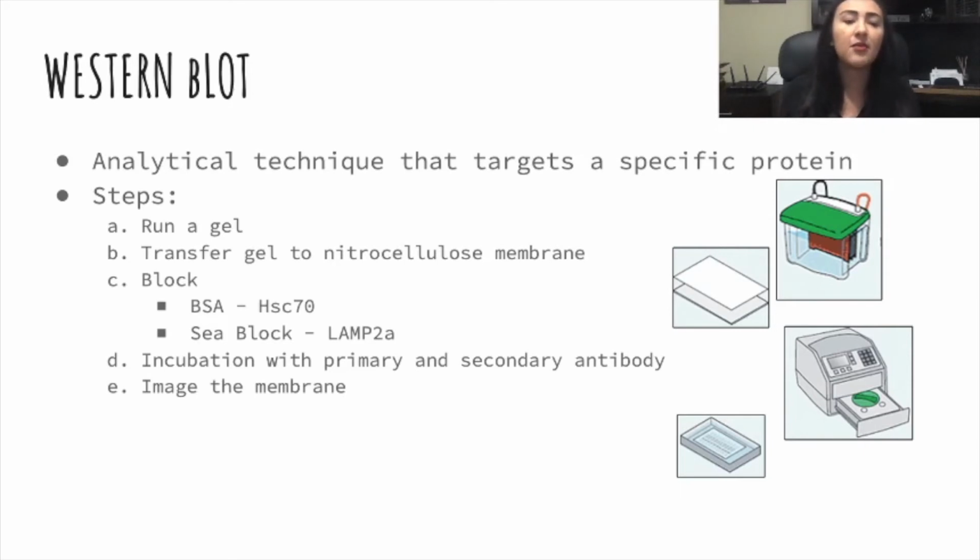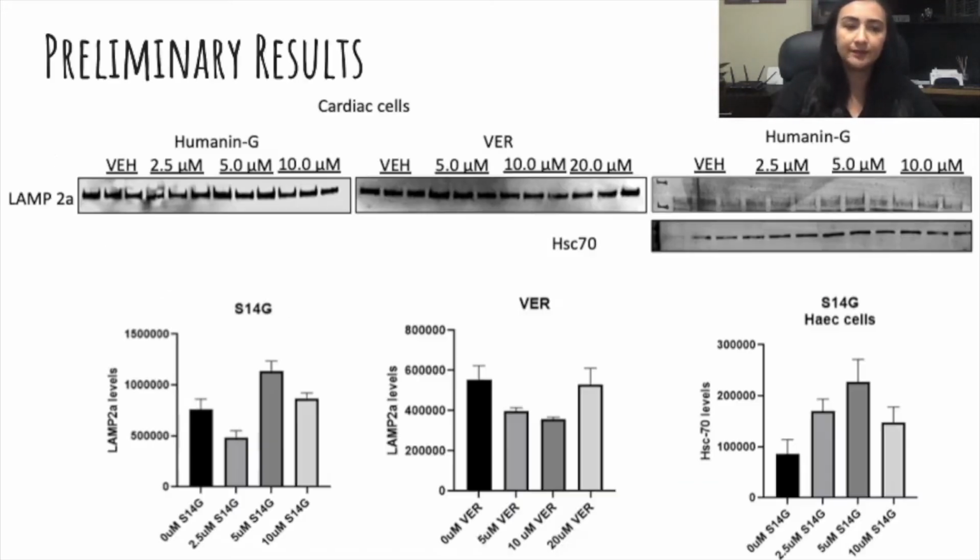How do we do it? We run a gel, then we transfer that gel onto a nitrocellulose membrane, which looks kind of like paper, but it's not paper. Then we block it and use a primary and a secondary antibody, and in the case of Hsc70, we use BSA with non-fat milk, and then C-block for LAMP2A. Once we incubated, we imaged the membrane, and then that's ready to analyze.